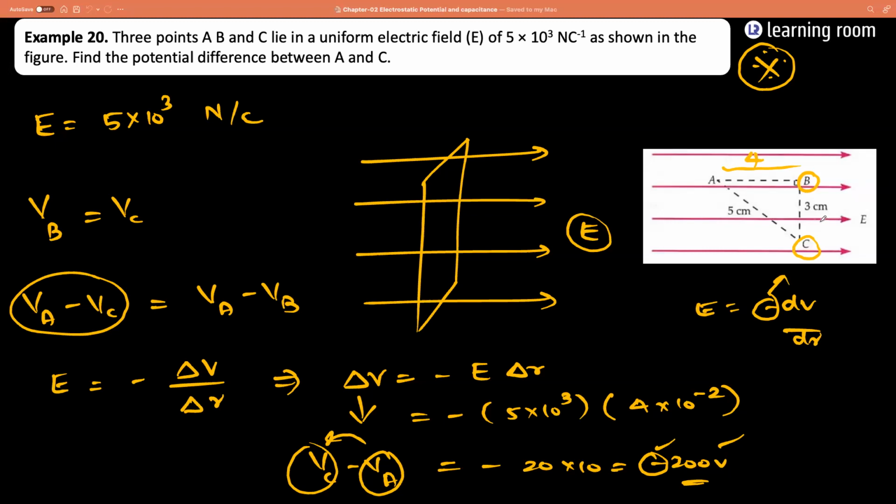Sir, VA minus VC will be work done, right? Potential difference multiplied with charge is work done. No, potential difference itself is not work done. If you multiply the potential difference with charge, it becomes potential energy or work done. Okay, sir. I got confused. No problem.